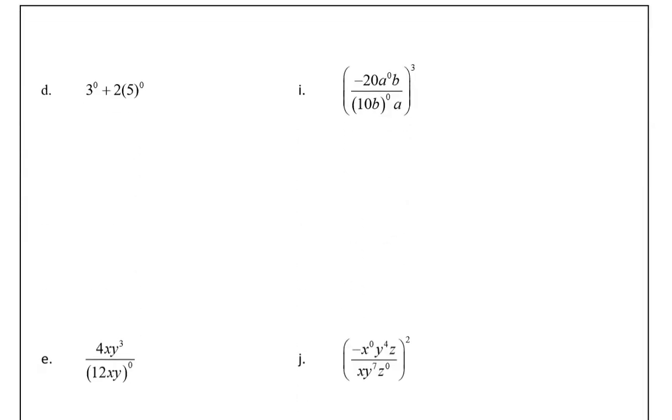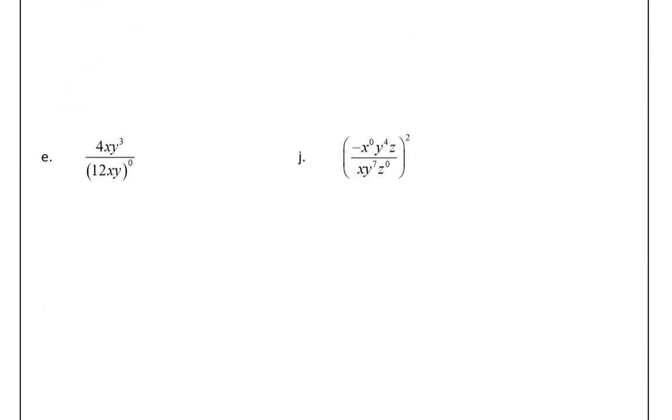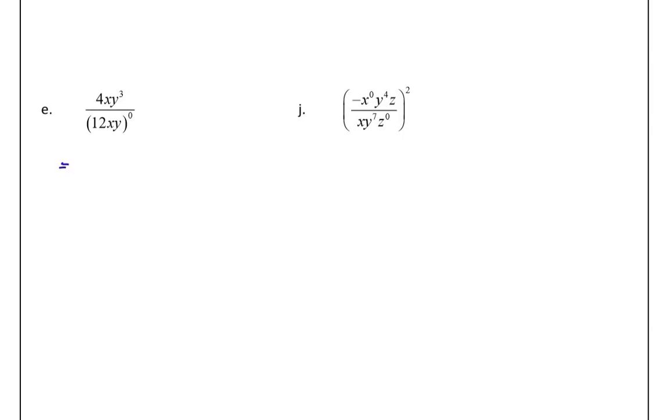On to D, 3 to the power of 0 is 1. 2 is not related to the power of 0, only the 5 is, so I get 1 plus 2, which is 3. In question E, the top has nothing to do with an exponent of 0, so I'm going to ignore it, but the entire bottom is to the power of 0, so that's 1. So anything divided by 1 just stays the same, and so I'm just left with the top.